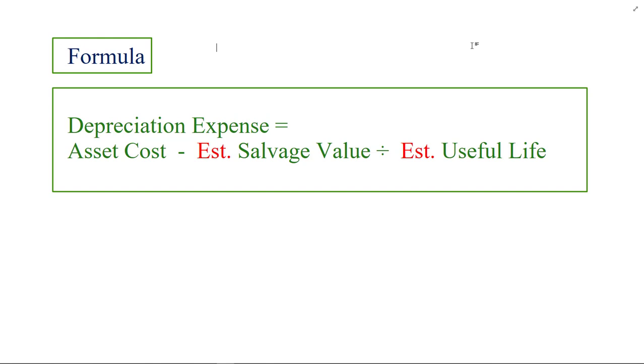So students, that's all about the concept of depreciation with the straight line method. I hope the concept of the straight line method is clear to all of you, and that you have understood the formula for calculation of the straight line method. Next, we are going to explain the straight line method of depreciation with the help of a numerical example.